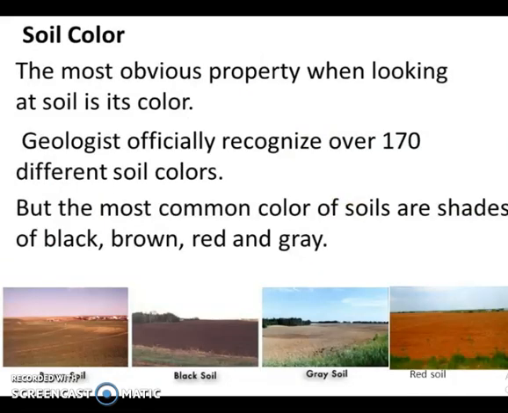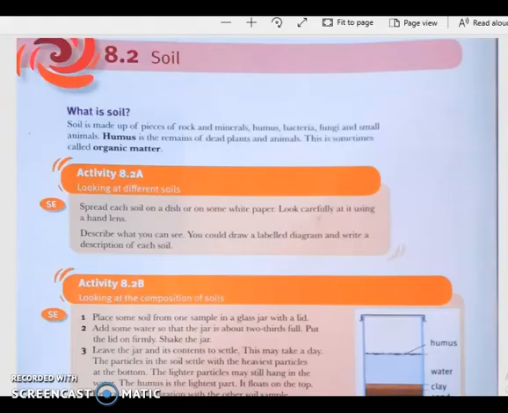So next major analysis of the soil is its color. The most obvious property when looking at the soil is its color. Geologists officially recognize over 170 different soil colors, but the most common colors of soils are shades of black, brown, red and grey. So these are the common colors: black, brown, grey and red soil. So these are the different soil colors.